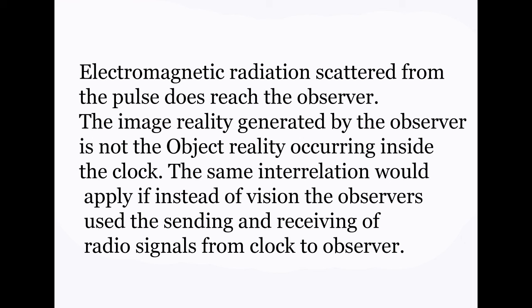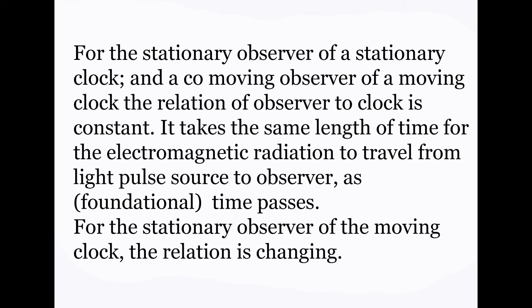Electromagnetic radiation scattered from the pulse does reach the observer. The image reality generated by the observer is not the object reality occurring inside the clock. The same interrelation would apply if instead of vision the observers used the sending and receiving of radio signals from clock to observer. For the stationary observer of a stationary clock, and a co-moving observer of a moving clock, the relation of observer to clock is constant.